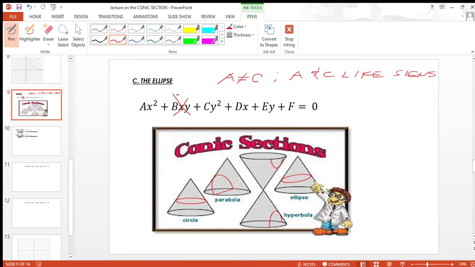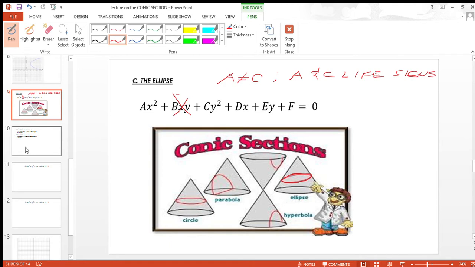In this diagram, we will find that the ellipse is this one. So we expect that the shape of an ellipse is an oval shape. Okay. And the ellipse was obtained by considering a circular cone and passing a plane that will not be parallel to the base and at the same time the plane not cutting the base.